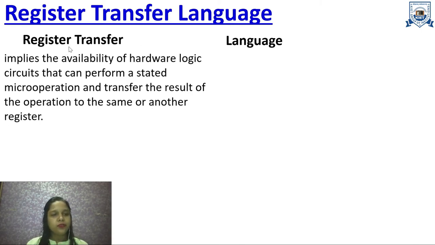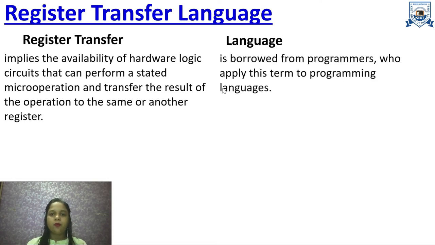So what does register transfer say? As you know now, a register is a hardware device. So register transfer says that you will have a hardware logic circuit and a micro operation. When this micro operation is performed on this hardware, the result will be transferred to the same or another register. It simply says that by transferring data between registers, we can make use of the hardware logic circuit, perform the micro operations, and transfer the results to the same or another register. And what is language?